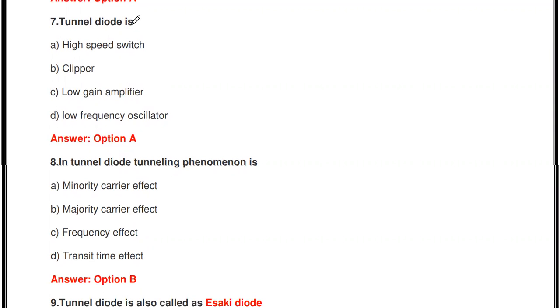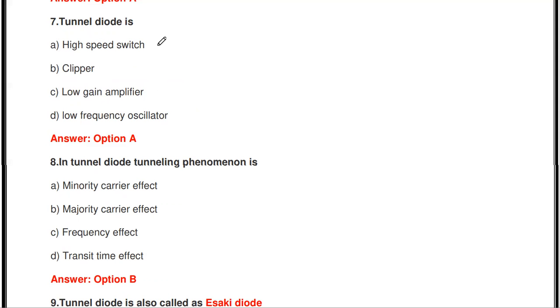Then the next one: tunnel diode is high speed switch, clipper, low gain amplifier, low frequency oscillator. You already know the tunnel diode works as an oscillator, but it is not a low frequency oscillator. It is used to generate microwaves, which are in the gigahertz range. It's not used as an amplifier. It's not used as a clipper. An ordinary PN junction diode is used as a clipper. So the last three are wrong.